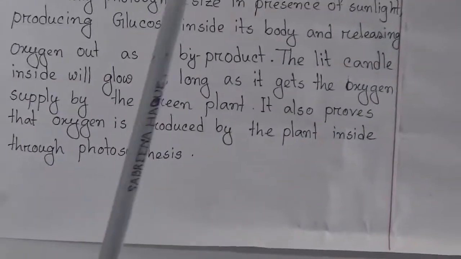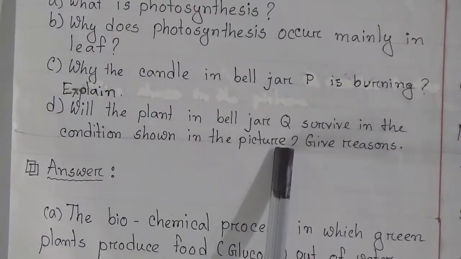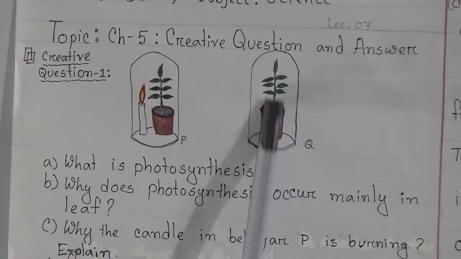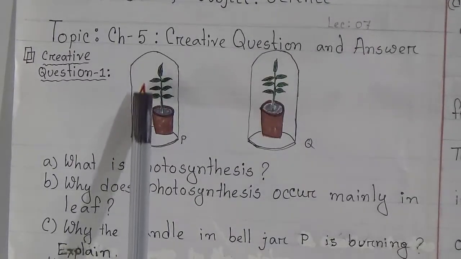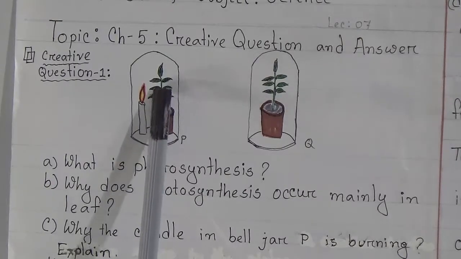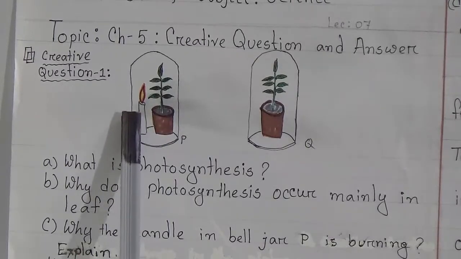Our next question was, will the plant in bell jar Q survive in the condition shown in the picture? Give reason. Now come to the picture. This is the bell jar Q and this is the plant. In the bell jar P there is a candle. When the candle is burning, it produces some carbon dioxide. That carbon dioxide comes to that plant, and that plant with the help of sunlight photosynthesizes and makes its own food and gives out the oxygen to the candle.